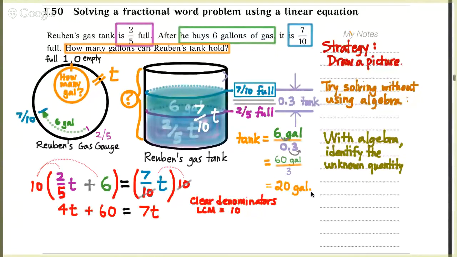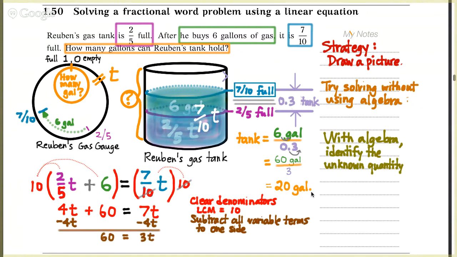So now my denominators are cleared. There are no more fractions, but we do have a variable on both sides, a t. So let's tackle that by getting all the variables to one side by subtracting all variable terms to one side. In this example, I'm going to choose to subtract the 4t. We could have done it the other way, but this way is a little nicer because it's going to give me only a single term on both the left and the right once I'm done.